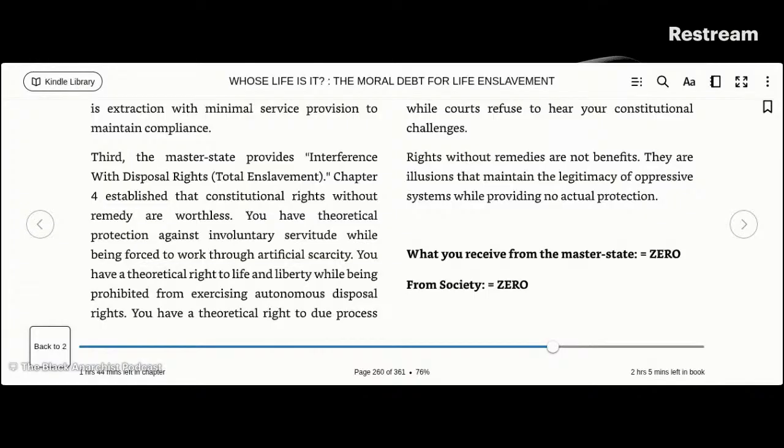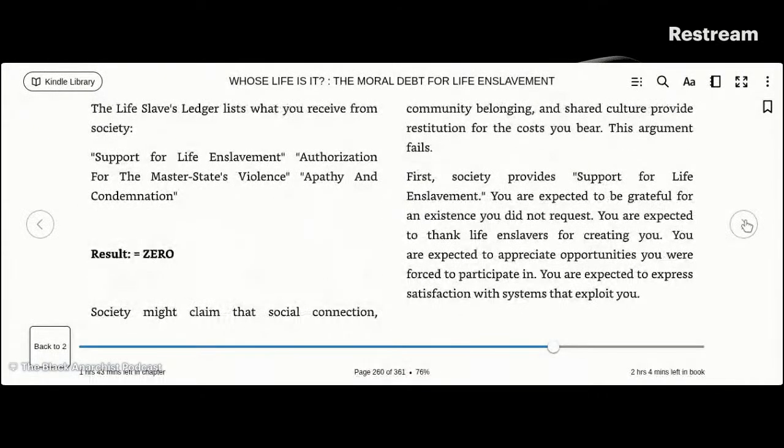Rights without remedies are not benefits. They are illusions that maintain the legitimacy of oppressive systems while providing no actual protection. What you receive from the master state, zero. From society, zero. The Life Slaves Ledger lists what you receive from society: support for life enslavement, authorization for the master state's violence, apathy and condemnation. Result, zero. Society might claim that social connection, community belonging, and shared culture provide restitution for the cost you bear.